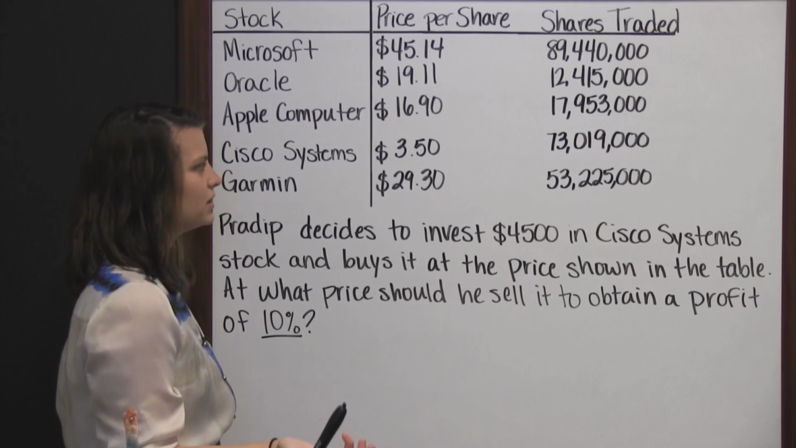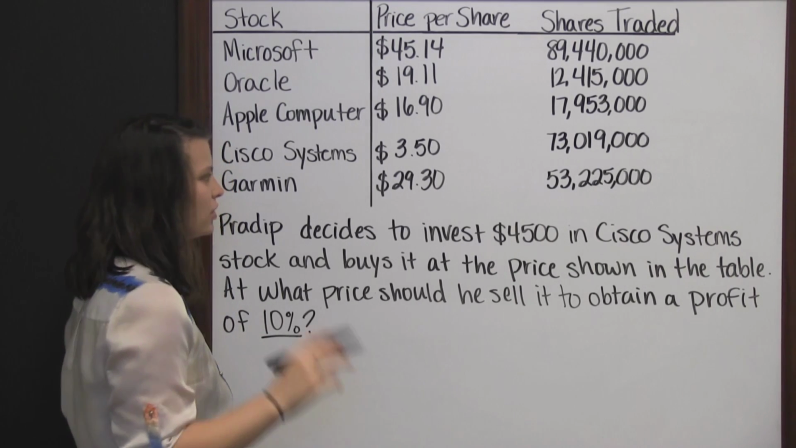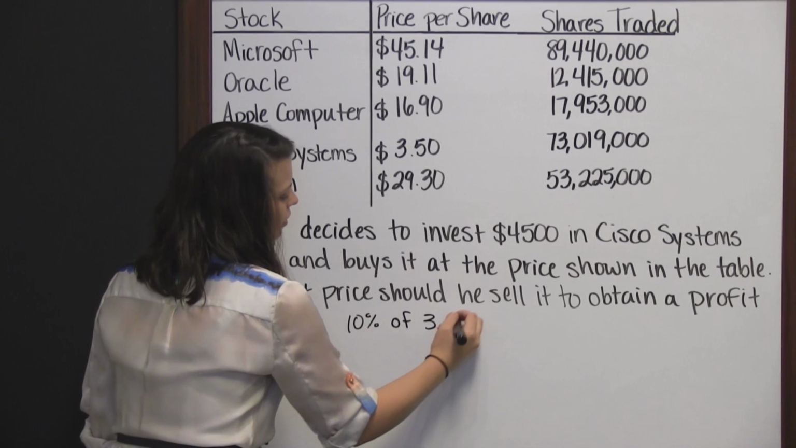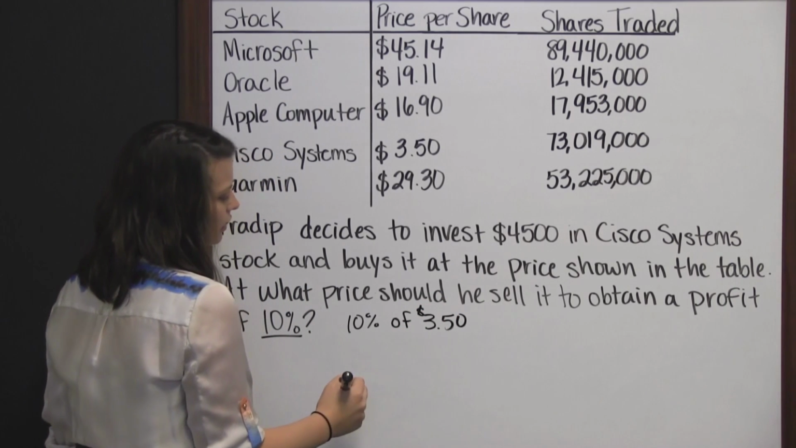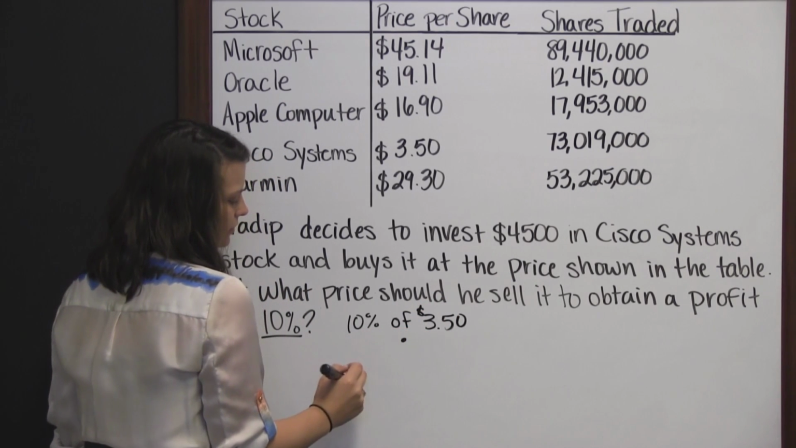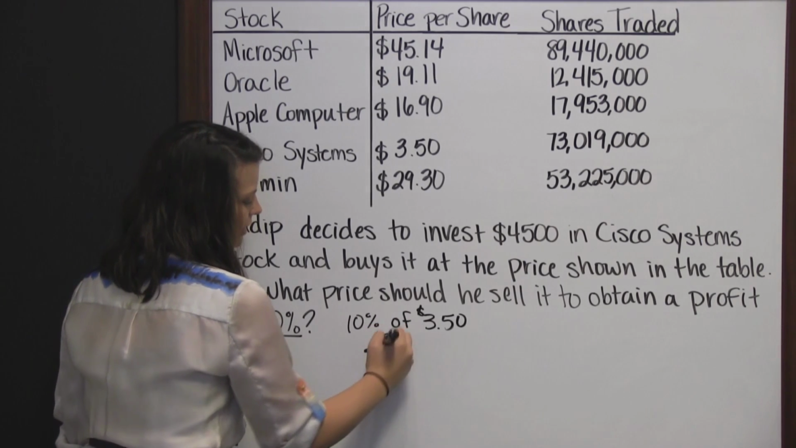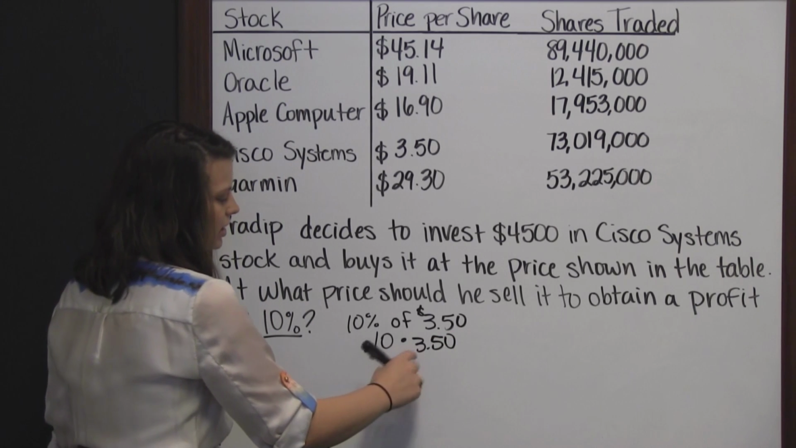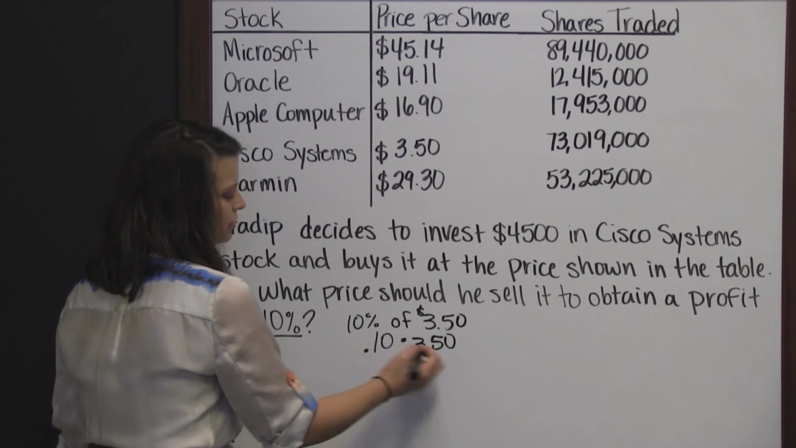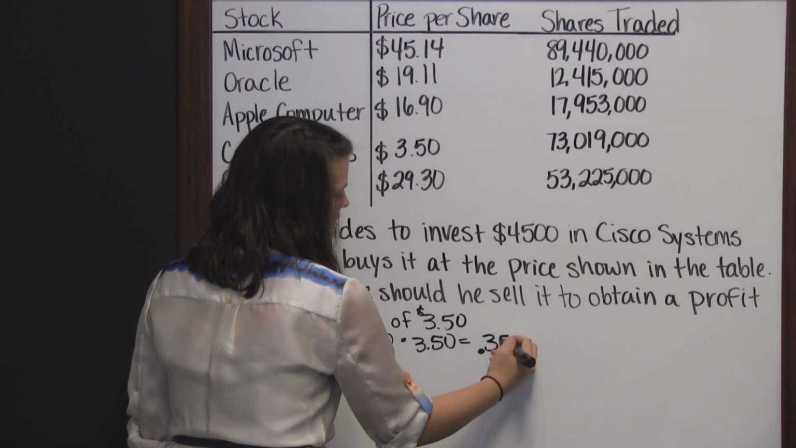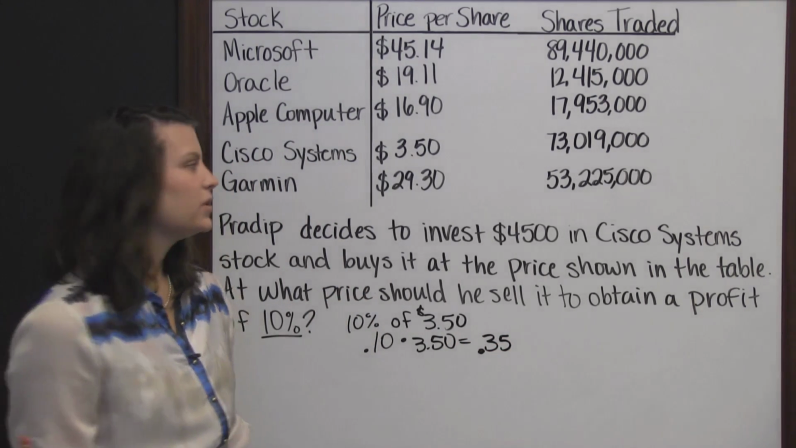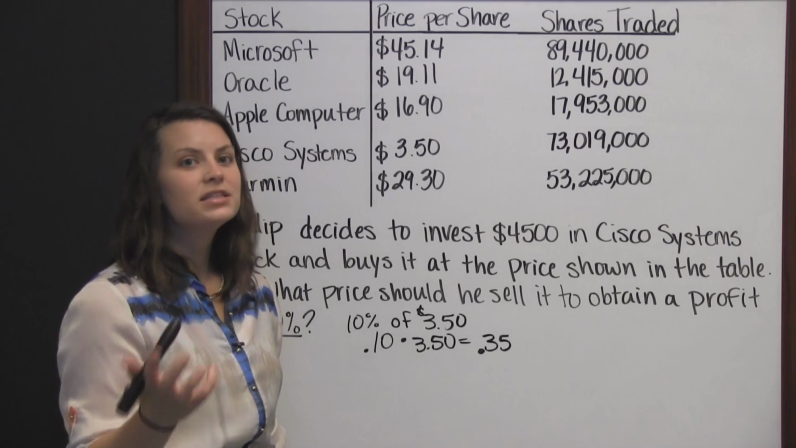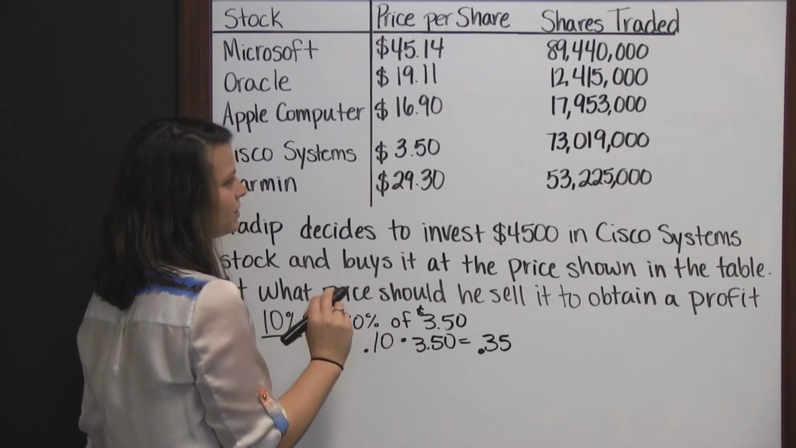And there are several ways to solve this problem. I'll show you one. So first I want to know, what is 10% of $3.50? Well, of means to multiply. So I'm multiplying times 1/10 or times 10 hundredths. And multiplying times 10 hundredths means just moving that decimal one place to the left. So that is 35 hundredths or 35 cents. So that means that his stock needs to be 35 cents higher. The price per share needs to be 35 cents greater.